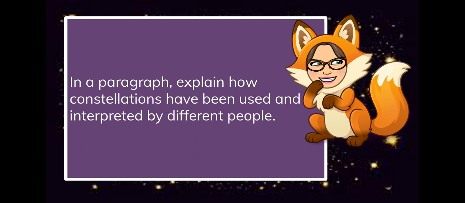Now that we've practiced writing this type of topic sentence, let's look more critically at the writing prompt for this assignment and develop the topic sentence. Turn to page 115 in your student books. Look at the prompt on the board. In a paragraph, explain how constellations have been used and interpreted by different people. We need to underline the direction words just as we did in the last sentence. What should I underline?